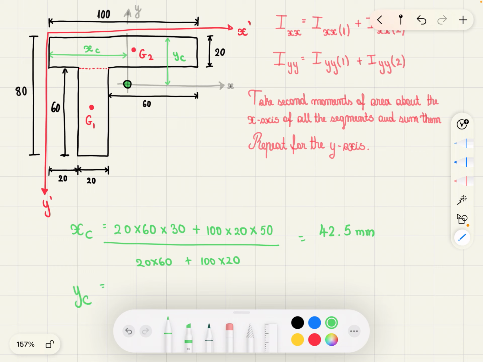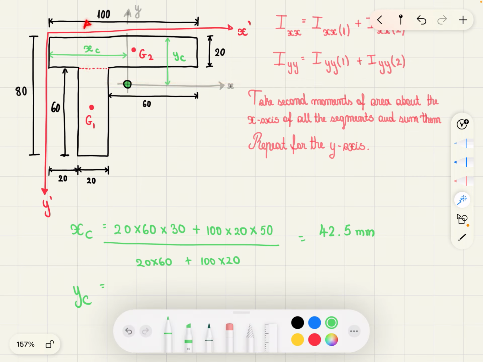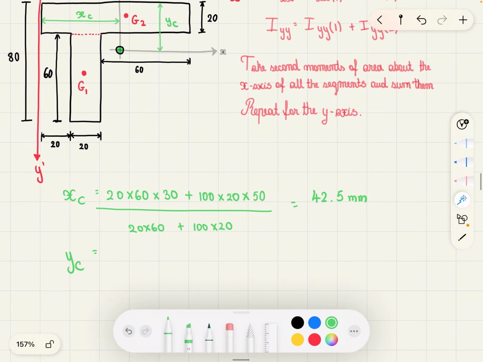Now we can find yc. So, once again, the area of the first block, but this time we multiply by the distance from G1 to the x prime reference axis, not to the y prime. And then we add the area of this block, multiplied by the distance from G2 to the x prime reference axis instead of to the y prime.